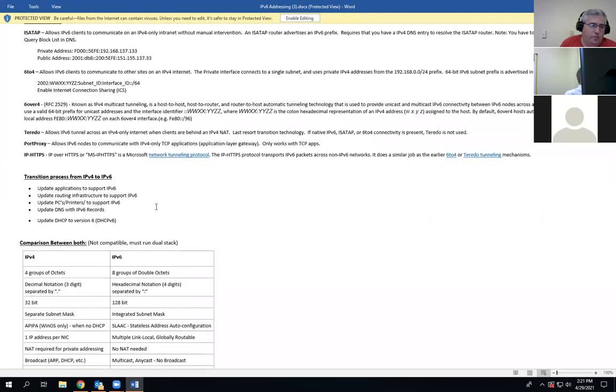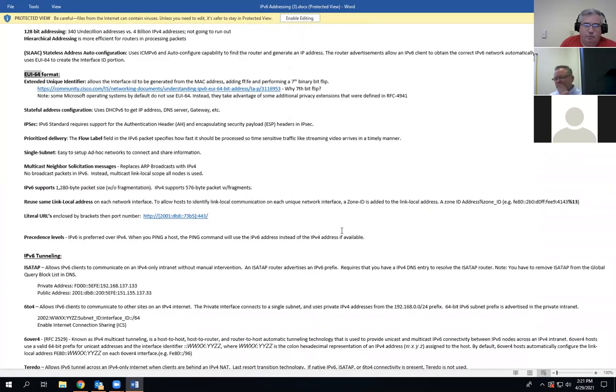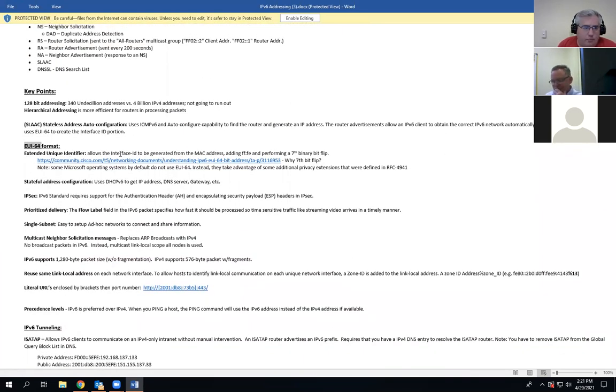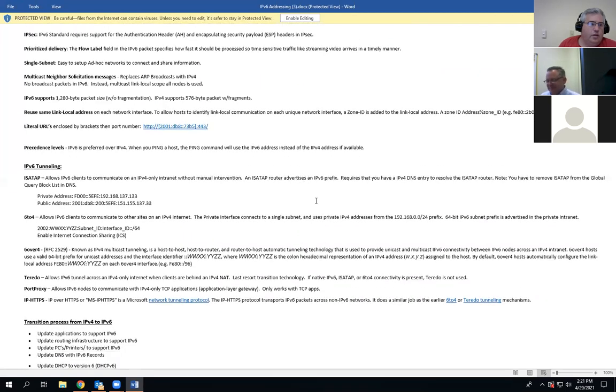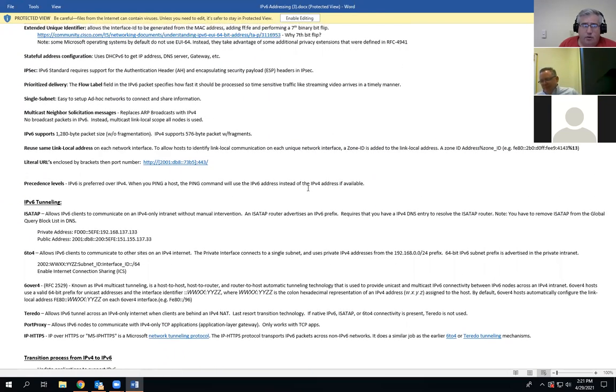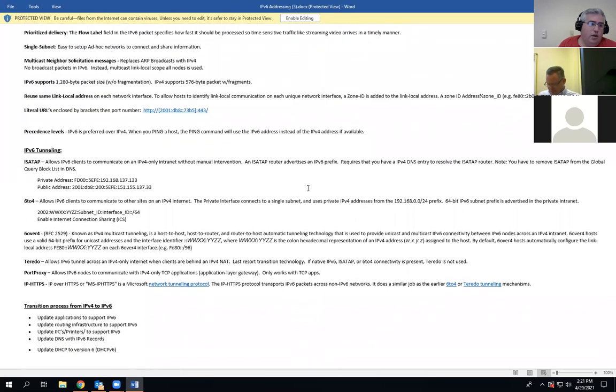Where did it go? It's in here somewhere. And then you flip the 7th bit. Now there it is. Yeah, FF:FE in the middle of your MAC address, and then you flip the 7th binary bit. Why you do that, I don't know, but that's the way it is. So anyway, then you have built-in multicast. There are no broadcasts anymore. It's all multicast, unicast, or anycast.